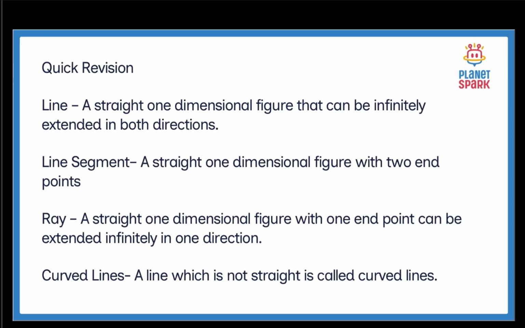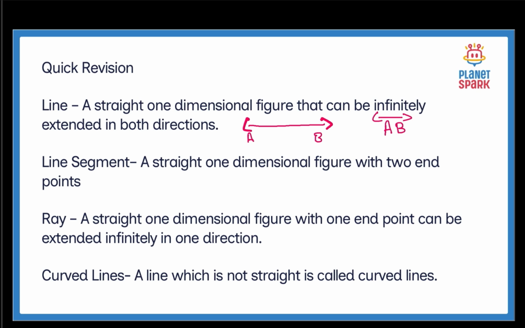A line is a straight one-dimensional figure that can be infinitely extended in both directions. So a simple straight line which can be extended on both sides is called a line. We denote a line by two arrows because it can be extended on either side. I can increase its length infinitely.